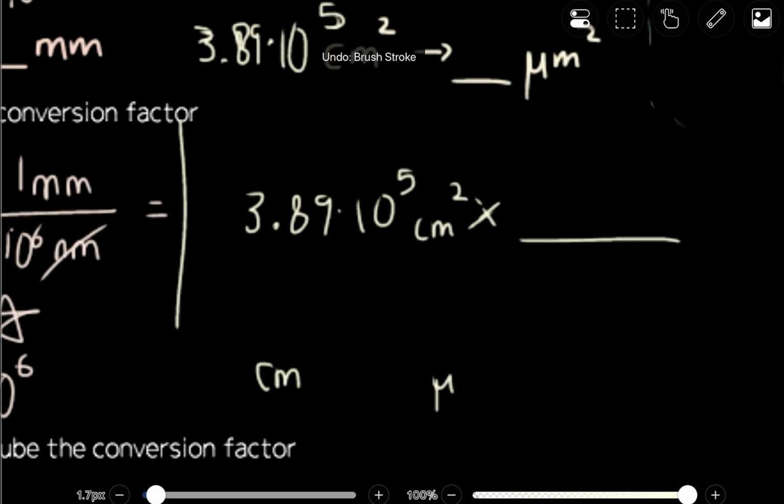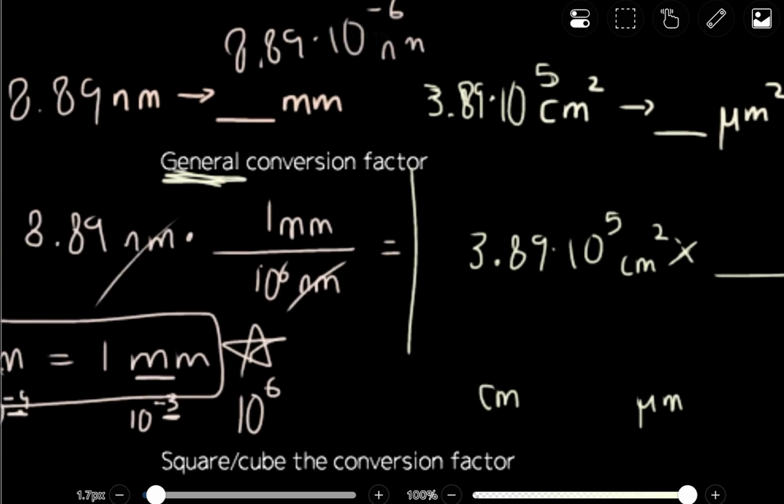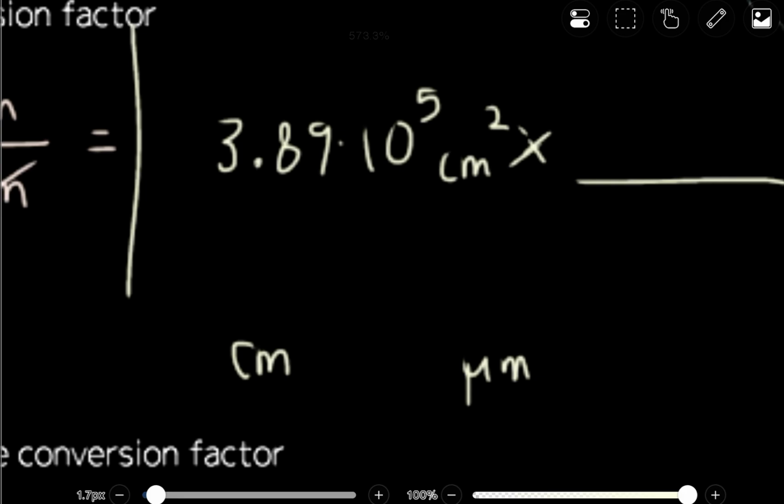accidentally confuse ourselves with too many tasks at hand. Okay, our general conversion factor. As you see, it's general conversion factor. Don't worry about the squares just yet.